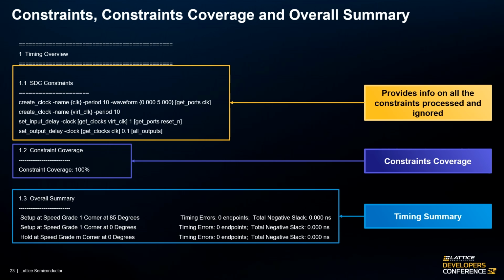In Section 1.1, the report contains all the timing constraints that are processed by the tool, including the ignored ones. Here, users can cross-check if their constraints are taking effect as intended. Next, the constraint coverage subsection displays the percentage of timing constraints in the design. 100% coverage means all the paths in the design are covered in timing analysis. Subsection 1.3, which is the overall summary, gives an overall roundup of all the setup and hold timing results. Timing errors indicates the number of endpoints which have setup or hold violations. There is also a sum of the total negative slacks in terms of setup and hold.